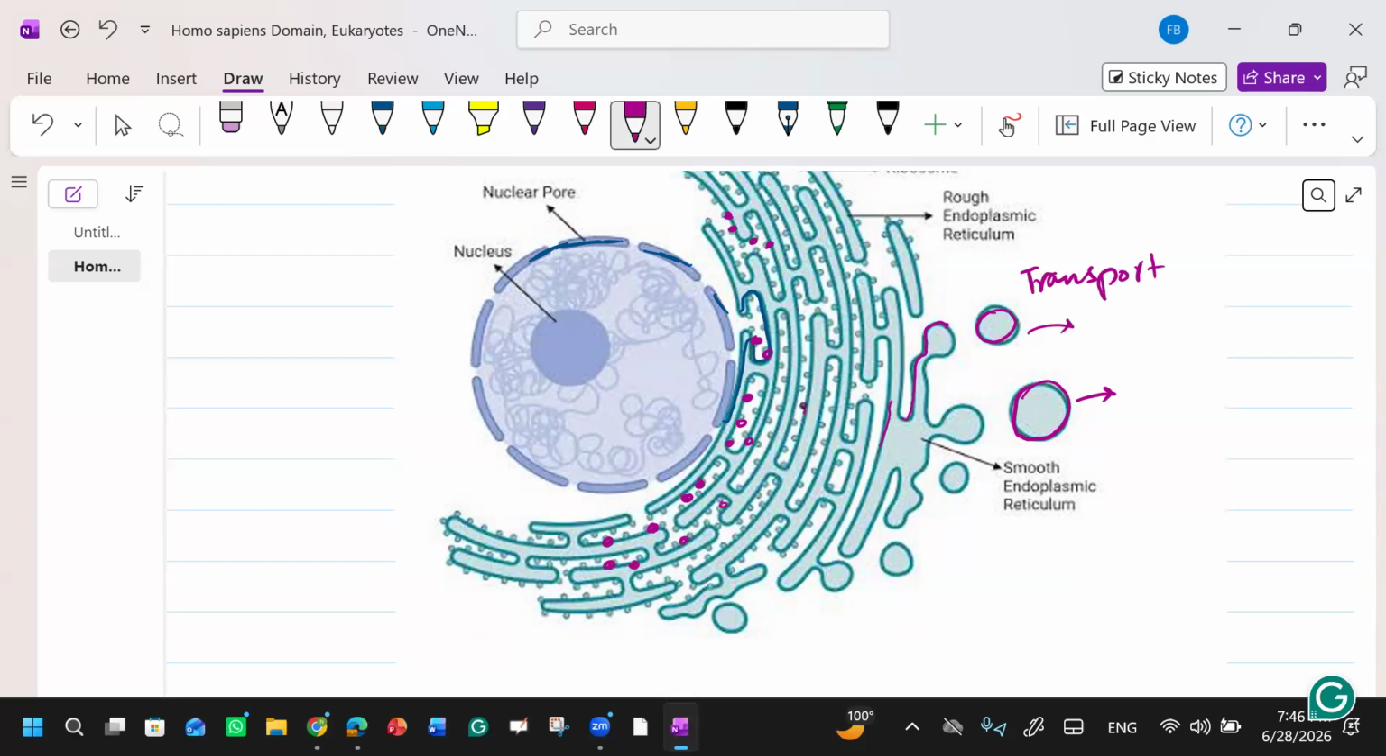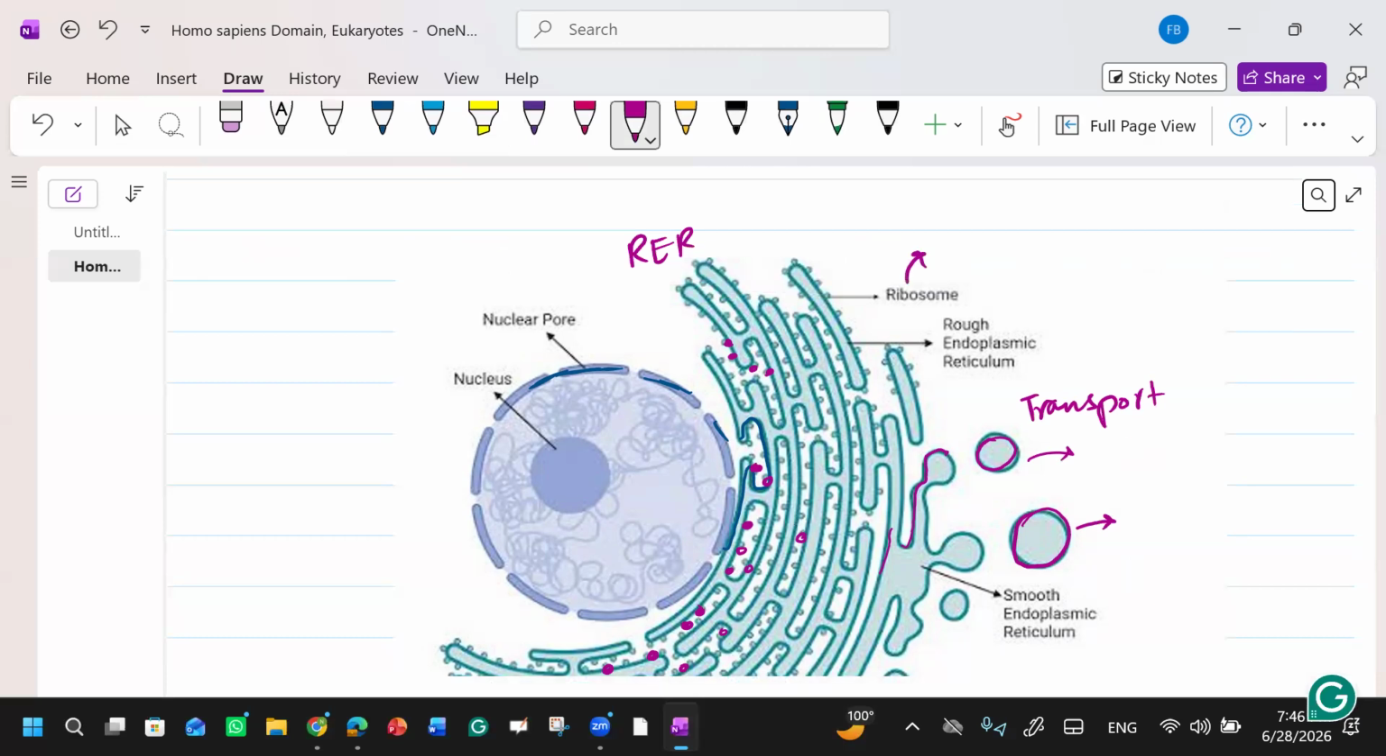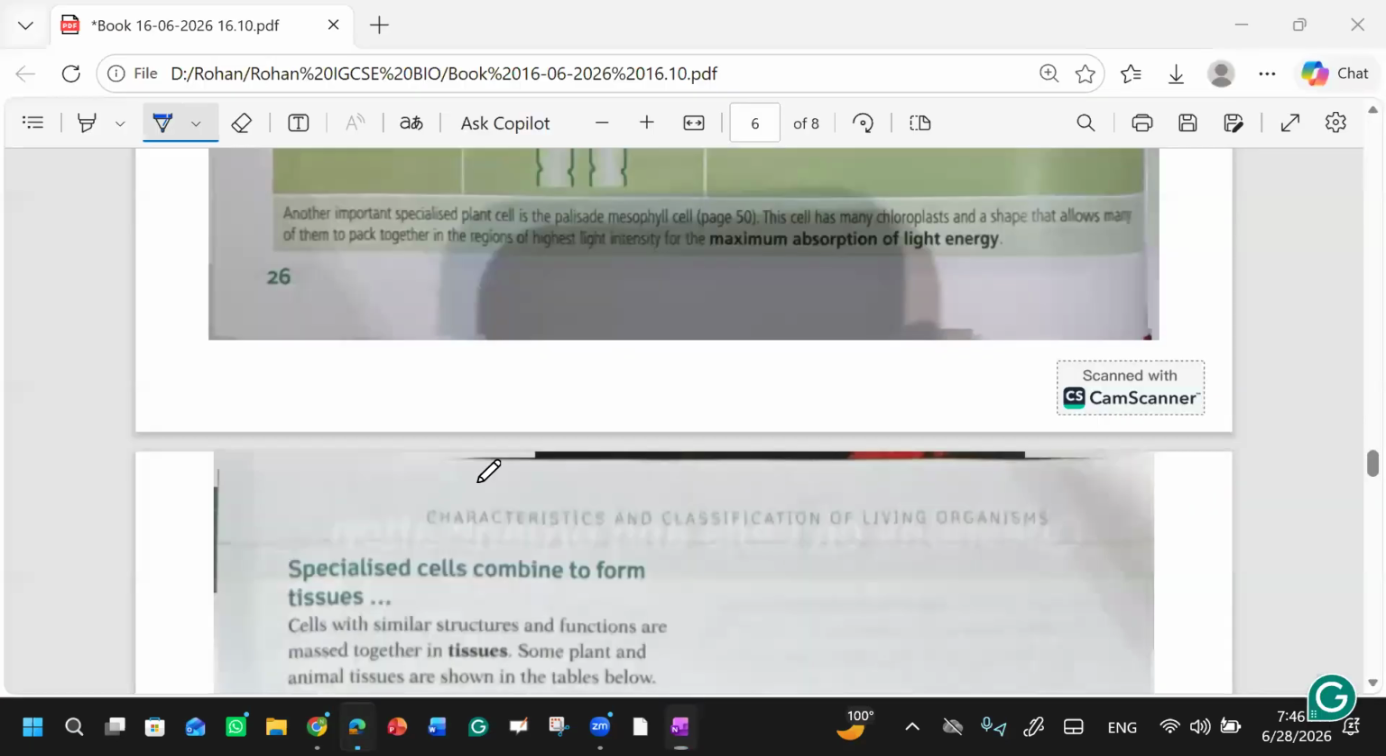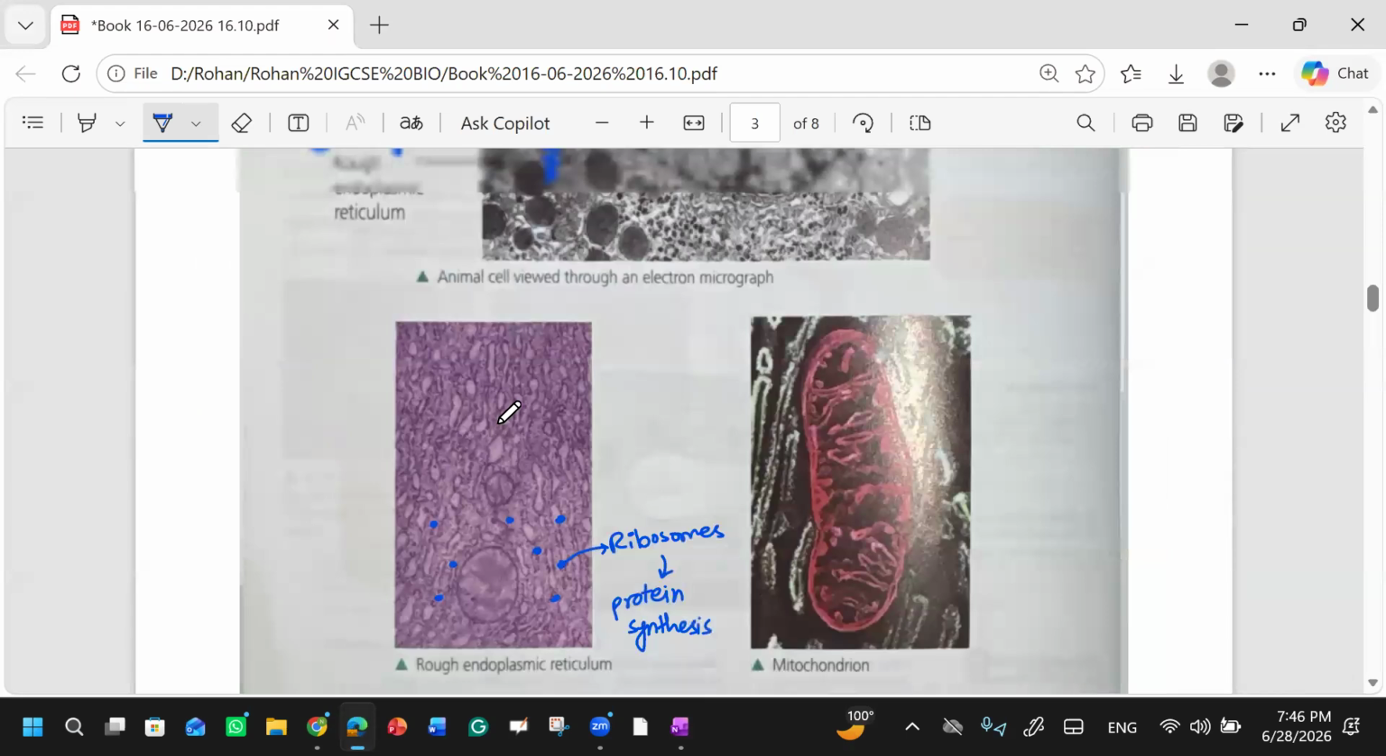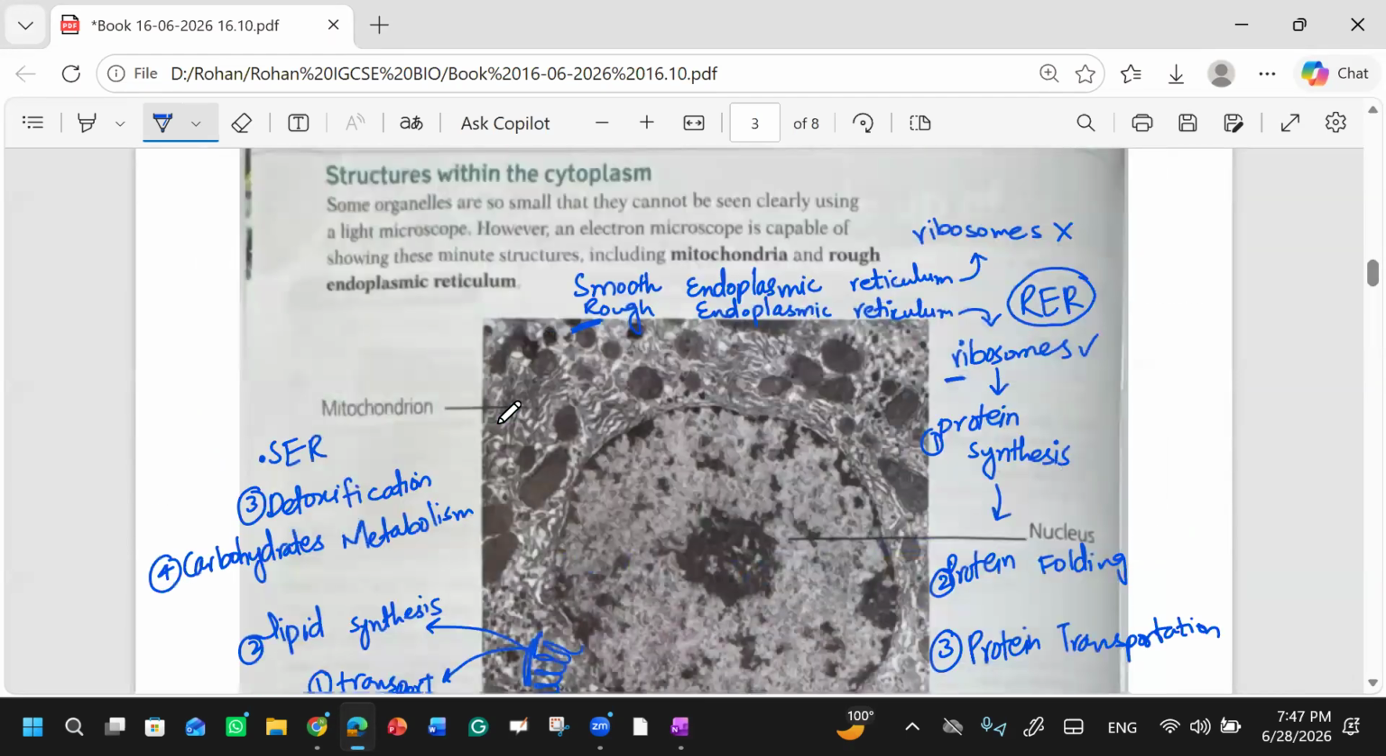On the rough there will be ribosomes, and those ribosomes will play a role in protein synthesis, then sorting of the protein and transportation of the protein. While the smooth endoplasmic reticulum helps to transport other materials in the cell, helps to detoxify substances, and helps in lipid storage. So these are the functions of the smooth and rough endoplasmic reticulum. I hope you are clear with this.